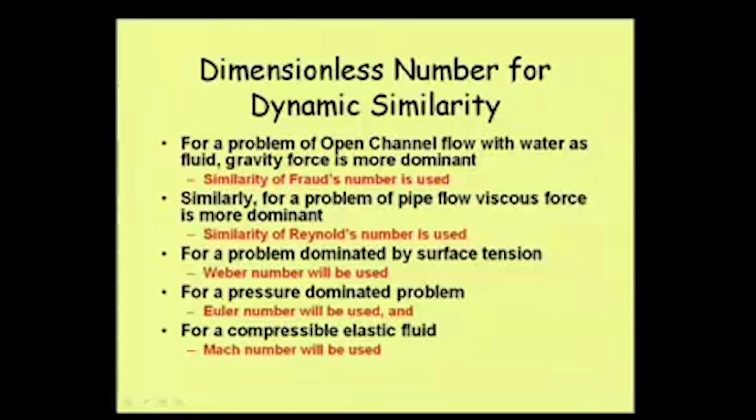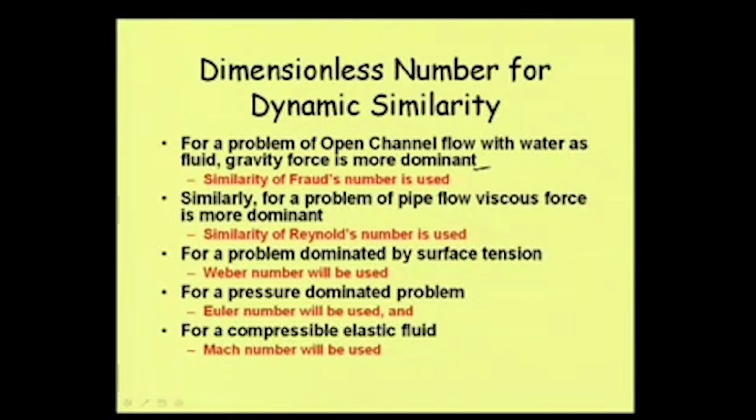the gravity force is more dominating. Gravity force is more dominant, and we have already discussed in our previous class that when gravity force is dominating, the dimensionless number which represents the ratio of inertia force and gravity force is the Froude number. And always we use that in the form of a dimensionless number, because inertia is always there, and that's why for this sort of problem we need to maintain similarity of Froude number.